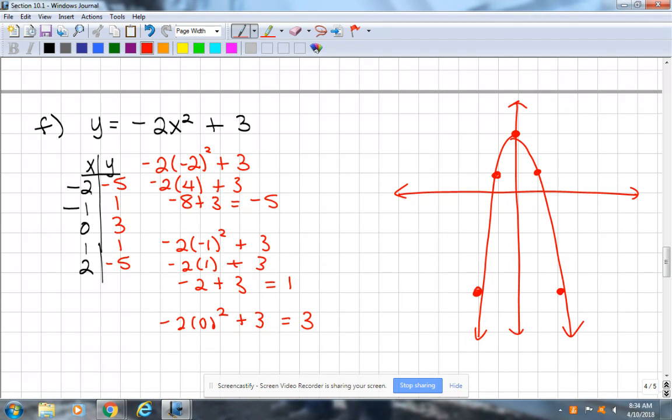So that's just one way we can check and make sure our graph's right. You know, the equation should tell us what's going to happen to it. Any questions on this parabola?